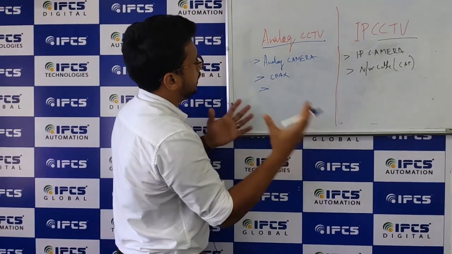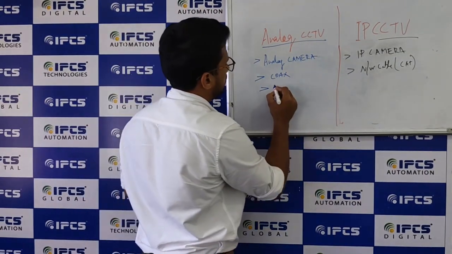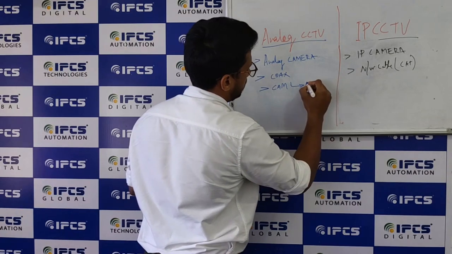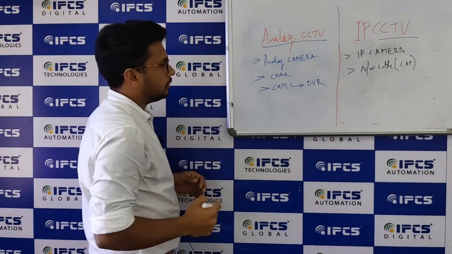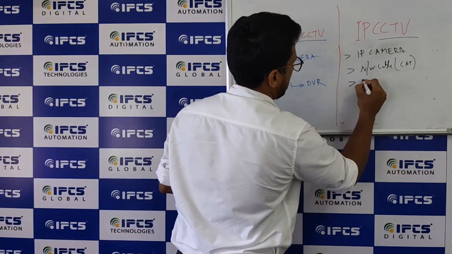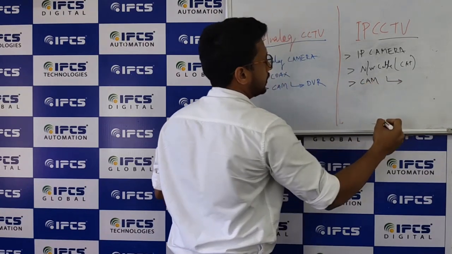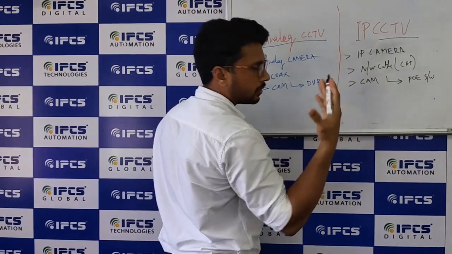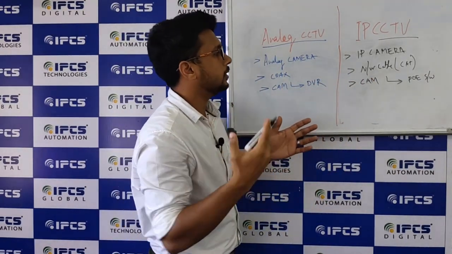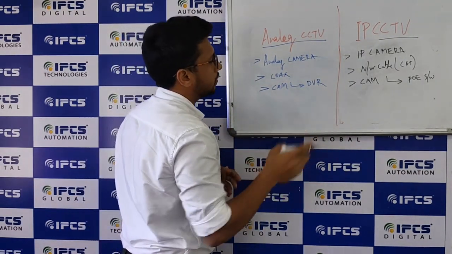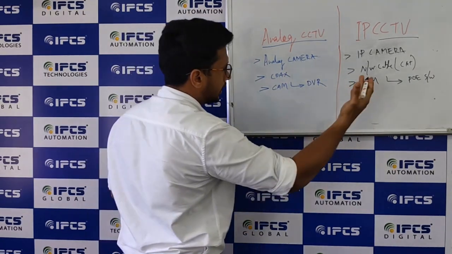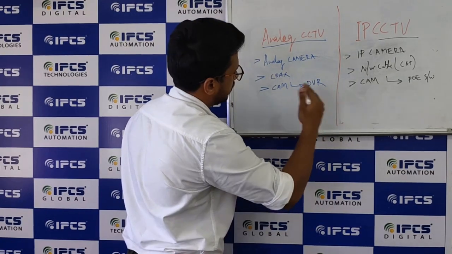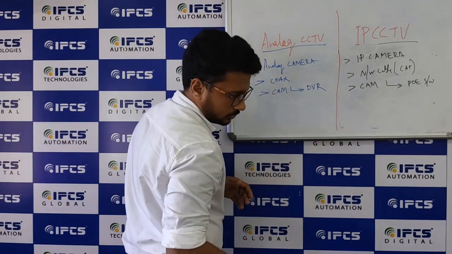Now here we need to connect this camera with something. These cameras will be connected to a DVR. Here instead, IP cameras will be connected to a POE switch. You could use a POE or non-POE switch, but if you use a POE switch, that will be more convenient because no further cables are needed to power up the cameras. Both the power and the signal and data will be taken from the POE switch itself. So this is the difference. The camera will be connected to a DVR. Here the IP camera will be connected to a POE switch.